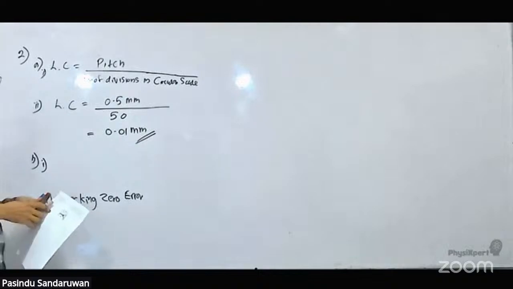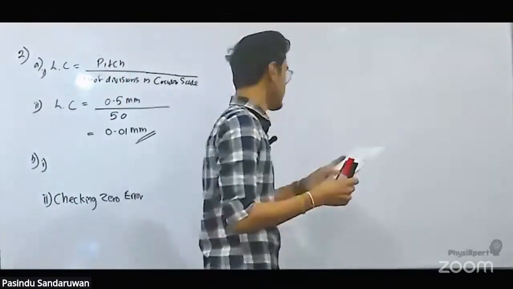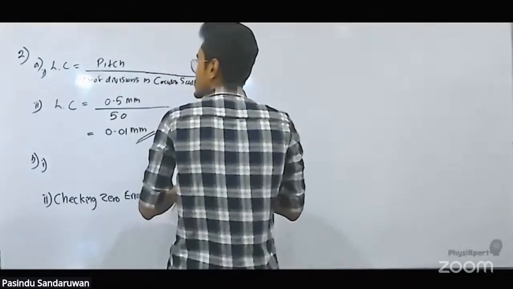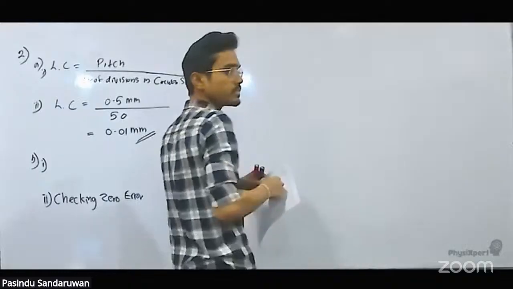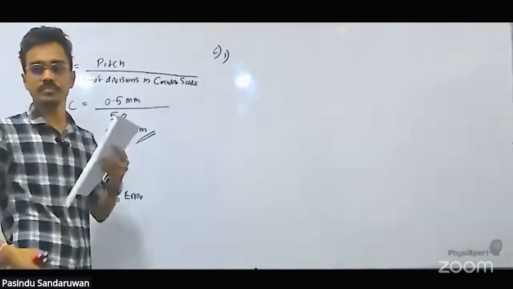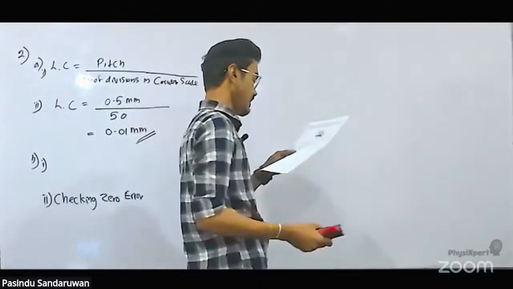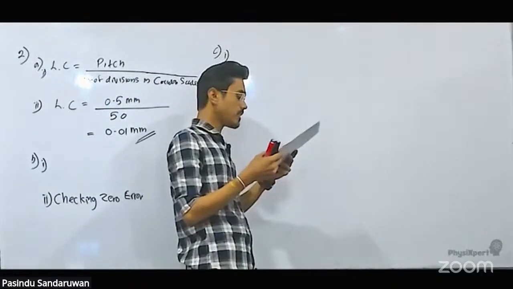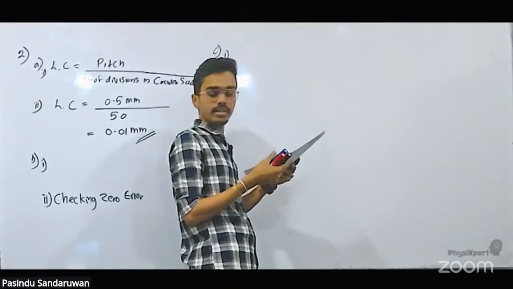Checking zero error of the instrument. Right, see. Question 1. After making the adjustment in B1, the positions of the scales are as shown in the figure. State the reading shown in the spherometer.